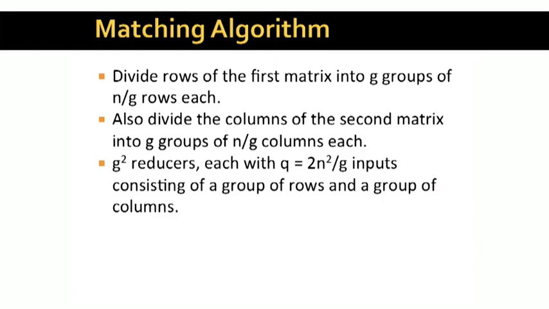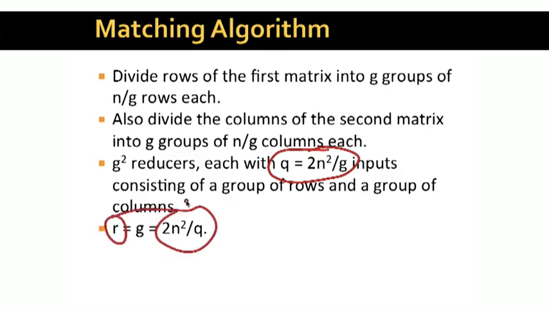That is, there are G squared pairs of groups, and Q is the number of elements in n over G rows and n over G columns. That is 2n squared over G. The replication rate is G, since each element must be sent to G reducers, one for each group that needs to be matched against the group of rows or columns. We solve for G in terms of Q, and we get R equals 2n squared over Q.